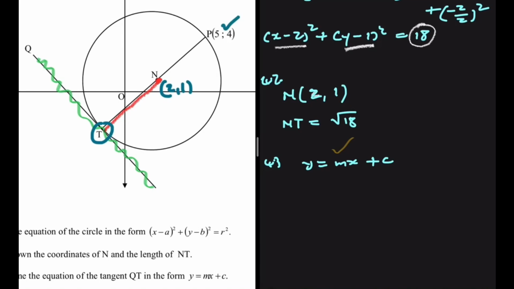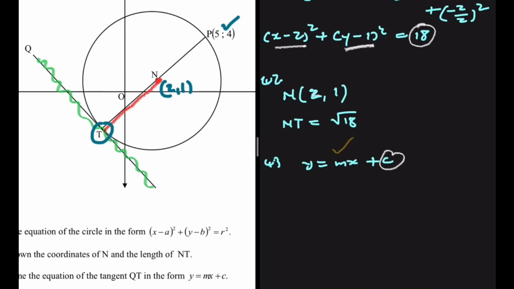But then in order to find c, we're gonna need a point that lies on the line QT. So let's just go ahead and find the coordinates of T, and then I'm gonna use the coordinates of T to find the gradient, and after finding the gradient we're gonna use the same coordinates of T to find c. So how are we gonna find the coordinates of T? TP is a diameter, so that tells us that N is the midpoint of PT.